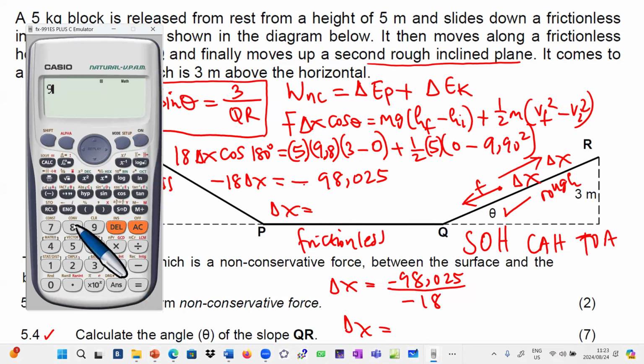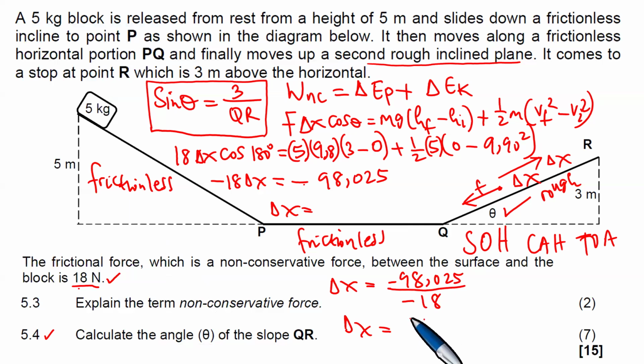If you then have 98.025 divided by 18, which is exactly 5.4458 meters. So it is actually exactly 5.4458 meters. That is what we got.